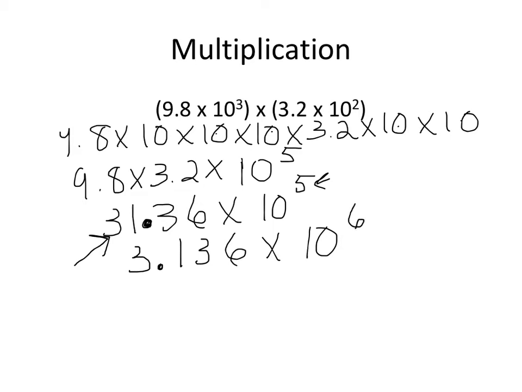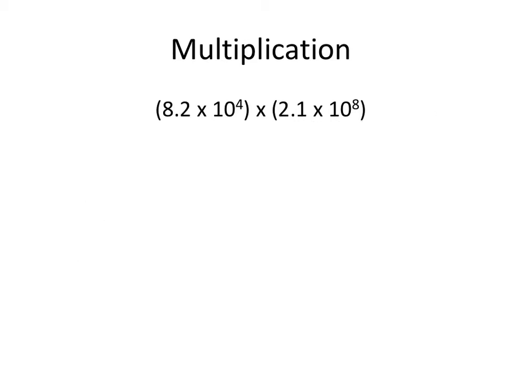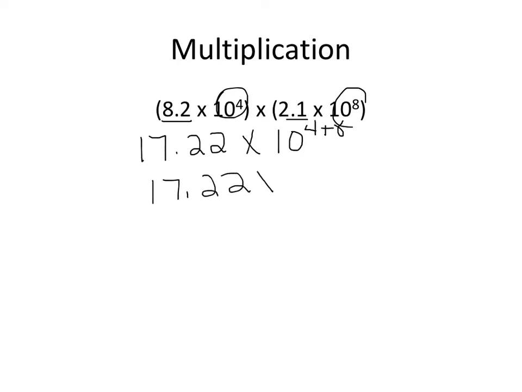Now let me show you what that looks like when I don't write it out quite so much. Here I've got another problem. We're still going to multiply the 8.2 times 2.1, and when you do that you get 17.22 times 10. Now there are 4 tens multiplied together in that first term and 8 of them over here. Rather than writing them all out, I know that altogether there would be 4 plus 8 tens. In other words, there's 12, so it's 17.22 times 10 to the 12th power.